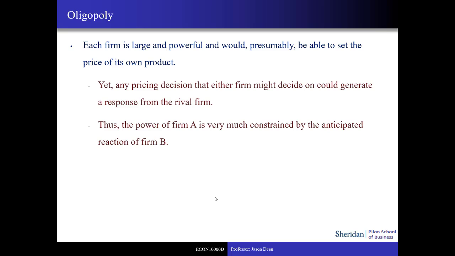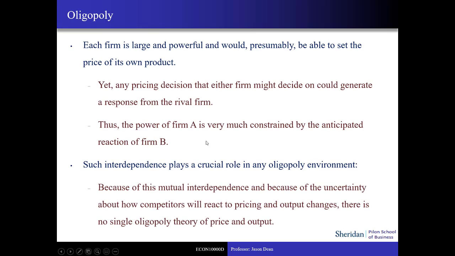So in an oligopoly, each firm is large and powerful and can set the price of its own product. But as I mentioned before, any pricing decision that they make could generate a response from a rival firm. So the power of, say, firm A is very much constrained by the anticipated reaction of a competitor, say firm B. And it's because of this mutual interdependence. This plays a crucial role in the oligopoly environment. This mutual interdependence creates uncertainty about how their rivals will react to any changes in their output or price.